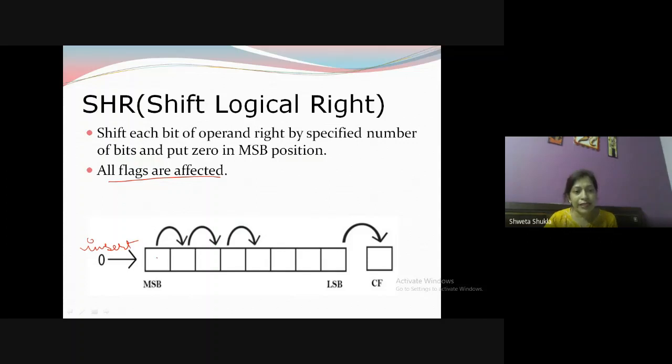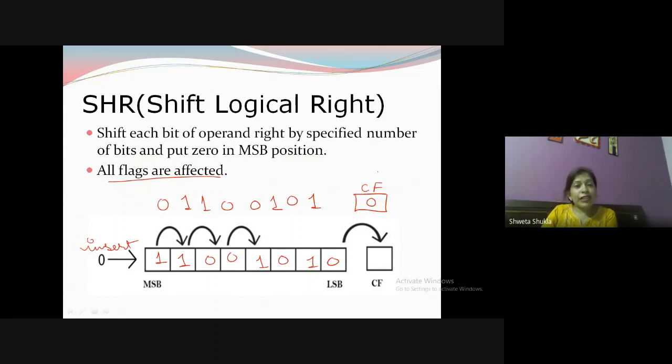So if in case the answer is this 1 1 0 0 1 0 1 0, then after the first rotation, the result becomes 0 1 1 0 0 1 0 1, and the carry flag becomes 0. Remember, this is how SHR works.